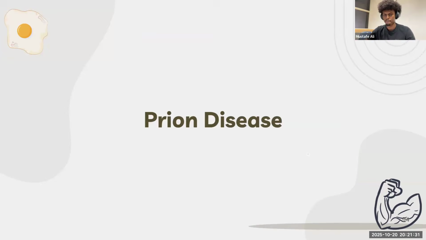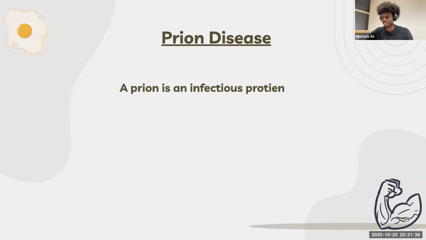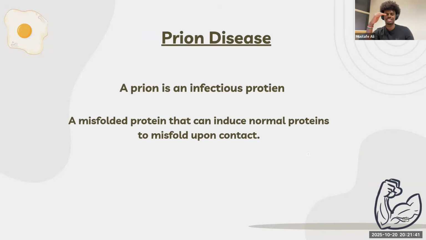Now let's move on. So the last part of this lecture is prion disease. Now, a prion is an infectious protein. What do I mean by this? Now, let's say this is a prion right here, right? A prion is a misfolded protein. Let's say this is a normal protein right here. So here is the prion, here is the normal protein. What a prion does is that it can touch the normal protein and wow, it makes it misfolded. A prion is an infectious protein.